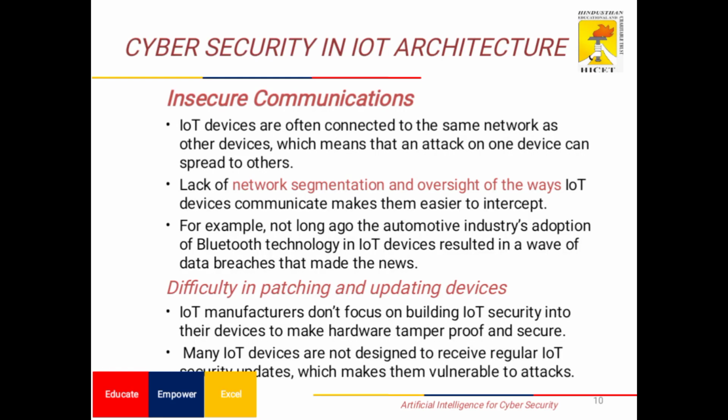So in today's topic we discussed what is meant by IoT security and the architecture of IoT. There are four layers, from bottom to top: first perception, then network, then support layer, then application layer. Then we went through the IoT challenges. So this was cyber security in IoT architecture. Thank you.